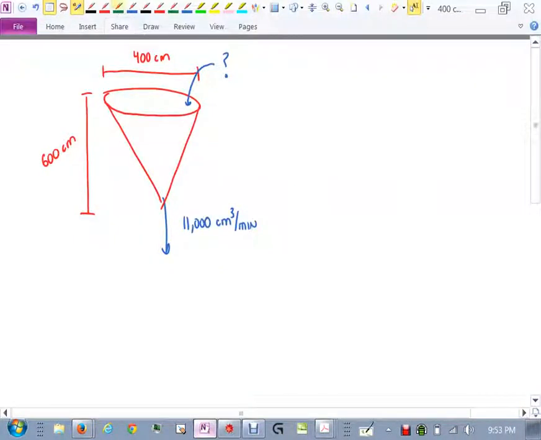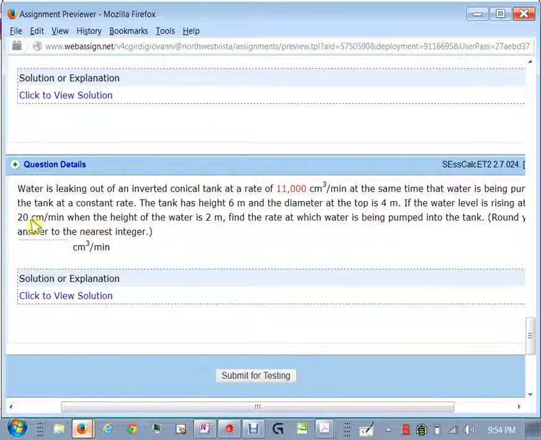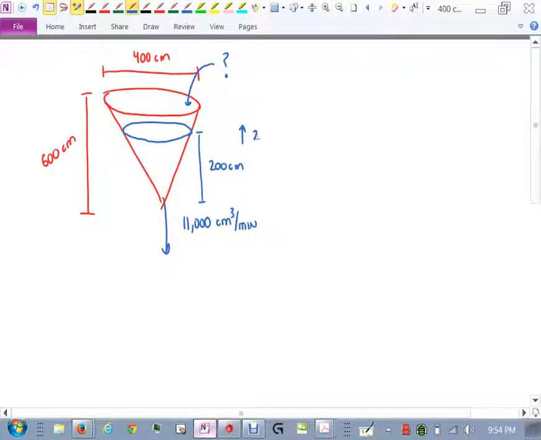So I have water in here, and what I'm being told is that when it's 2 meters high, that means when it's 200 centimeters high, the water level is going up. Okay, it's rising at a rate of 20 centimeters per minute. Okay, so let's try and put a bunch of stuff together here. I'm given what I want.